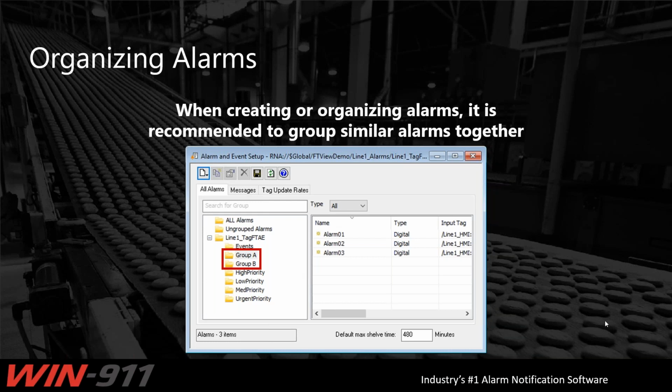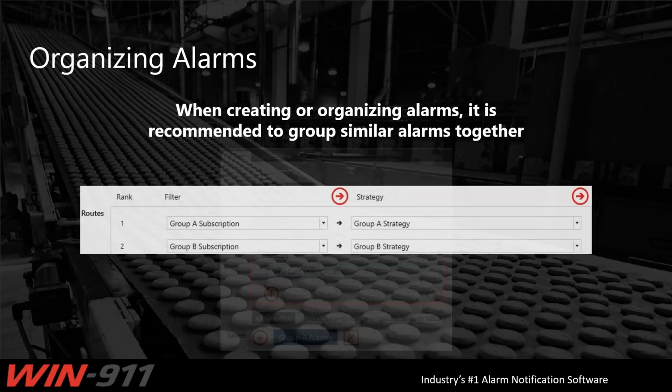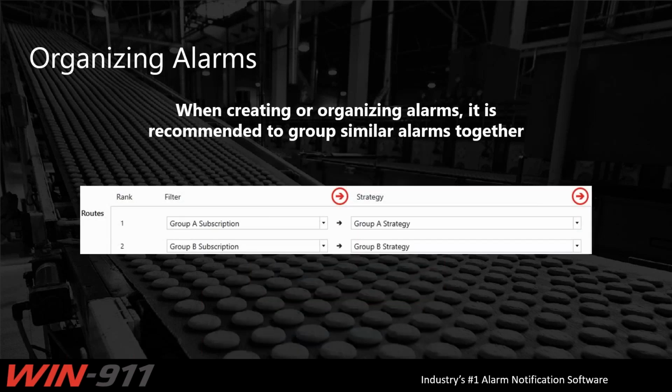It does not matter. So if I have those two groups there, Group A and Group B, I can create a subscription in WIN-911 that filters on Group A. When I set that up in my data source settings, I can say alarms that belong to the Group A subscription are going to go to my Group A strategy. A strategy represents who's going to be notified for that particular alarm. And again, this is all dynamic. Anytime you add new alarms to either one of those groups, they automatically come into WIN-911. There's nothing to import. It's all automatic.